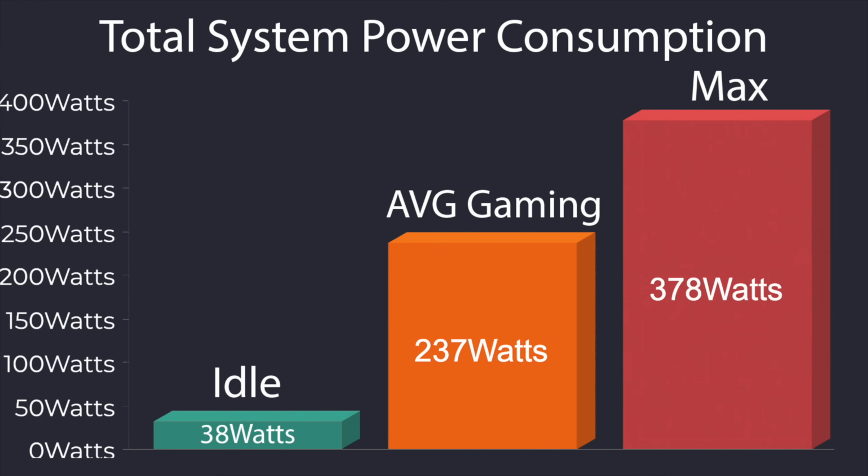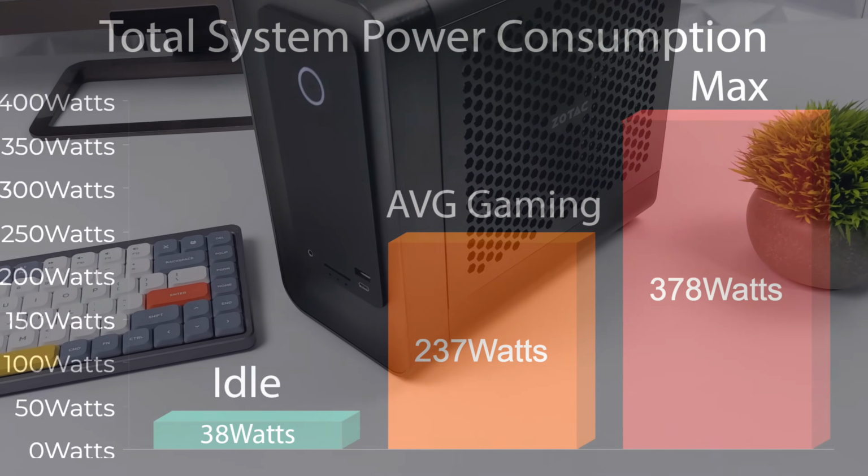At idle, this pulls 38 watts. I'm actually in performance mode from the Windows settings. Average gaming, 237 watts. I did see it jump up to around 280 every once in a while, but on average, we're at 237. And the maximum that I could get this to pull from the wall while maxing out the CPU and the GPU was 378 watts. This does come with a pre-installed 500-watt power supply, so we're well under that threshold. But by no means would I call this a low-power consumption PC.